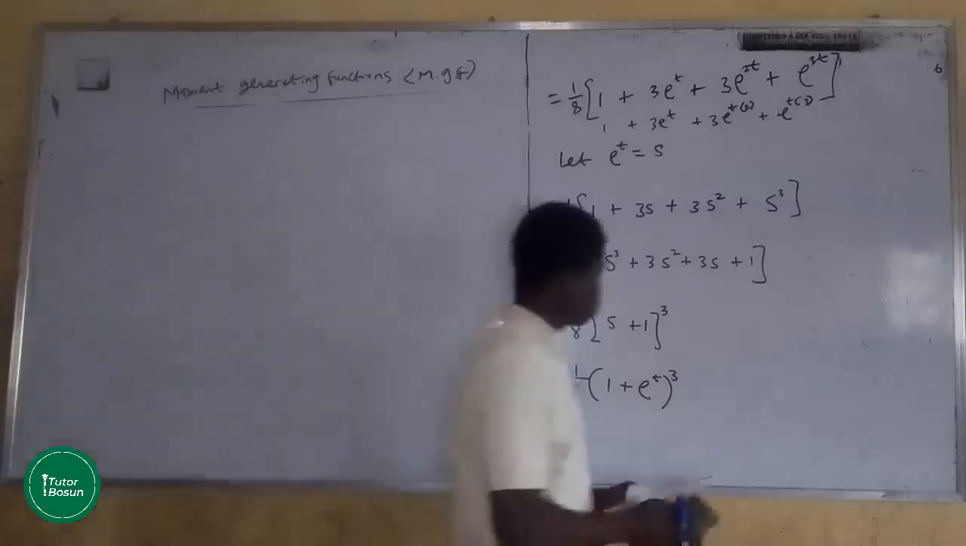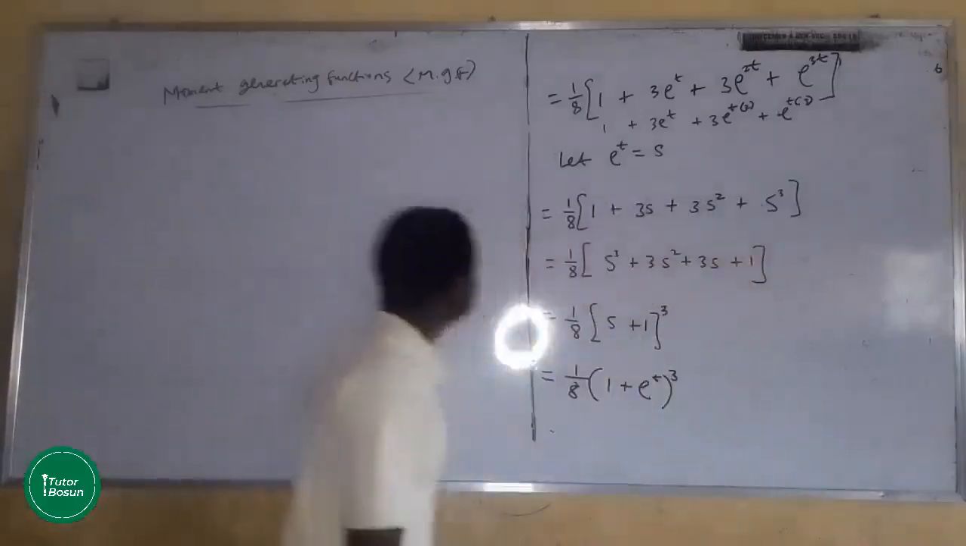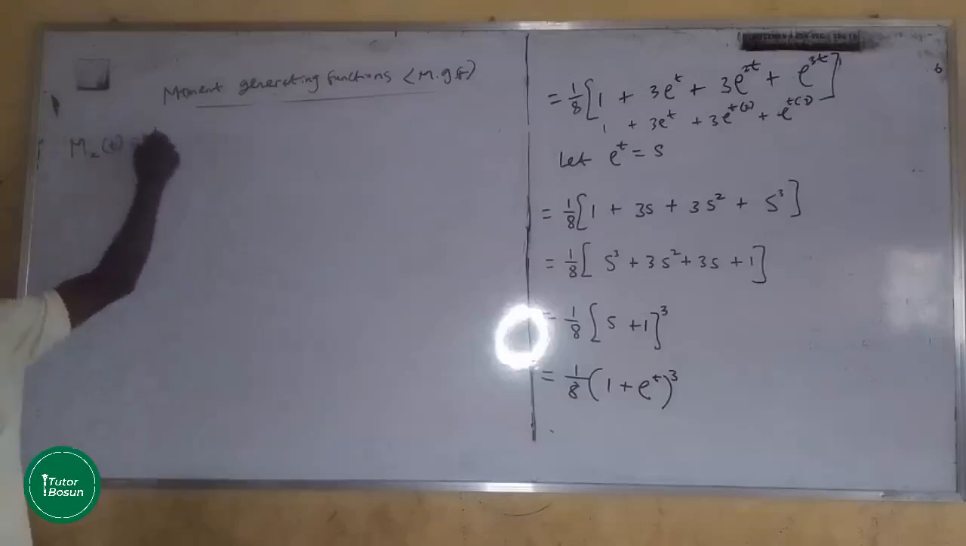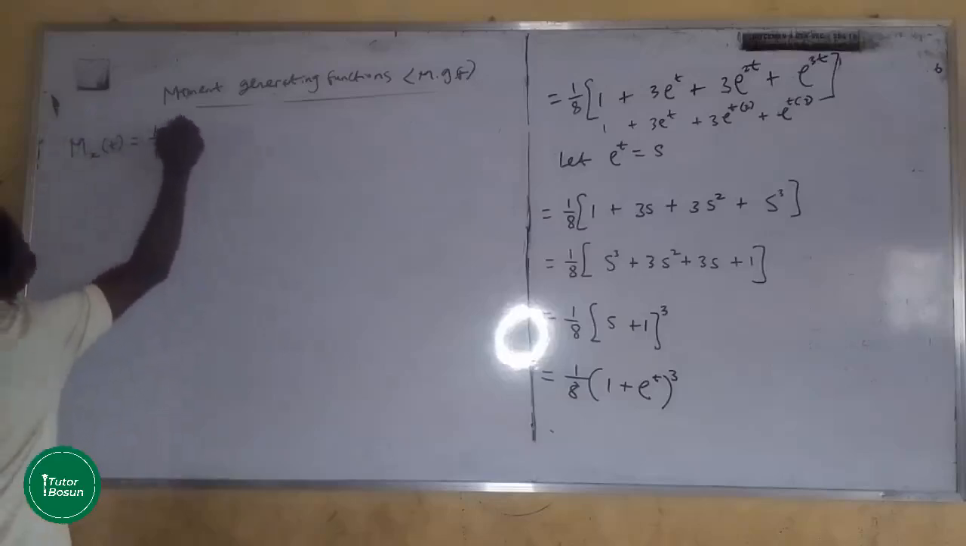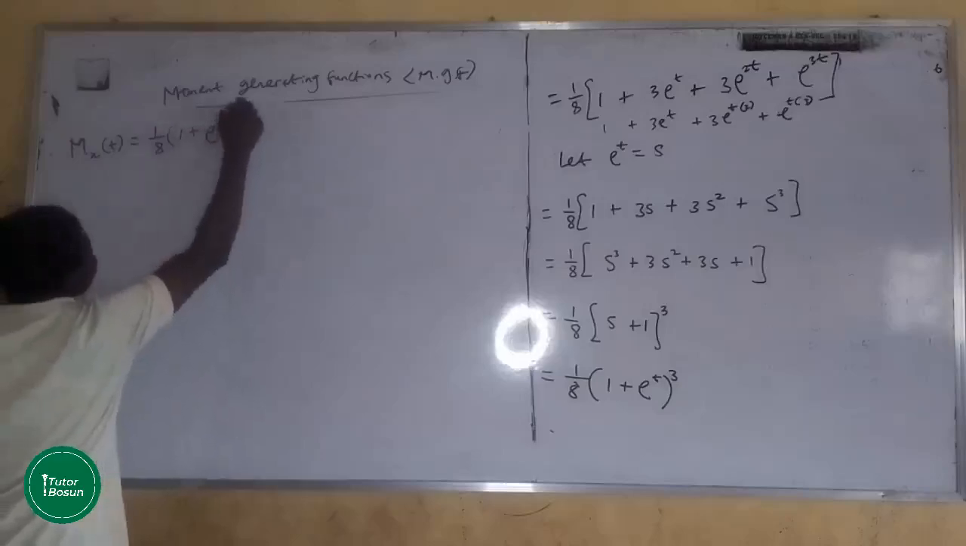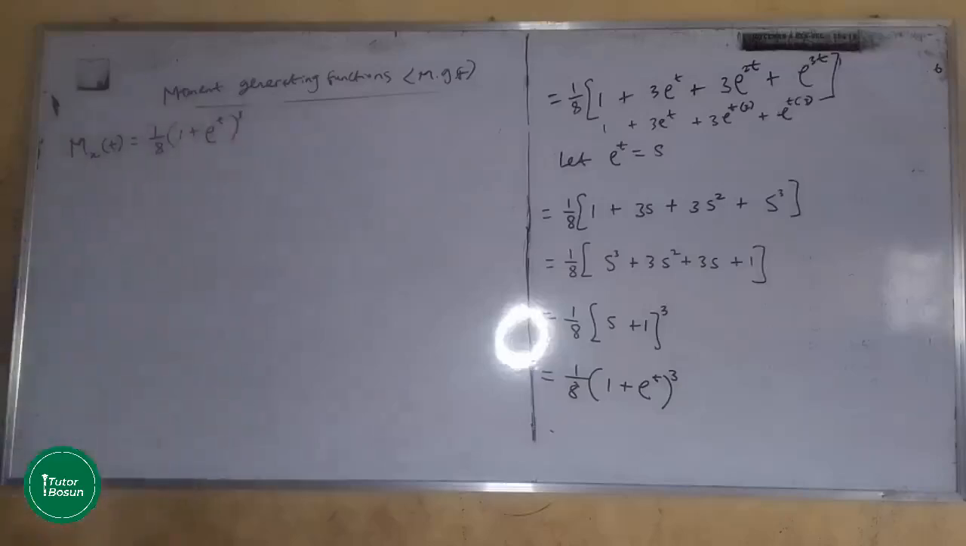So we have been able to simplify our moment generating function. So our MGF, our moment generating function for random variables, is giving us 1 over 8 into 1 plus exponential t all raised to power 3.